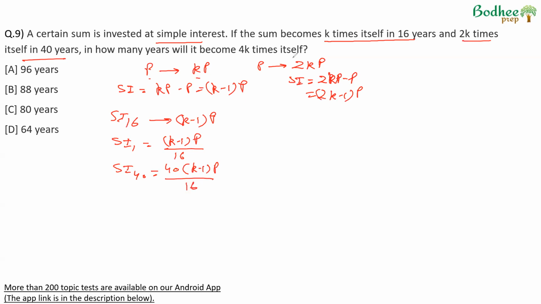But we also know that in 40 years, the principal becomes 2k times. So the simple interest for 40 years will also be 2k minus 1 into p. Therefore, we can say 2k minus 1 into p will be equal to 40 into k minus 1 into p by 16. So we proportionally found out simple interest for 40 years, since we knew the simple interest for 16 years, and equated that to simple interest for 40 years given in the question.